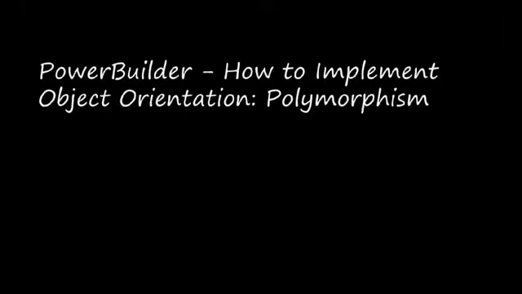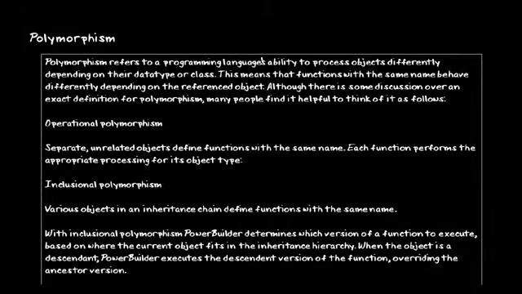In this short video, I'm going to demonstrate how to implement polymorphism in PowerBuilder. Polymorphism is a language's ability to process objects differently depending on their data type or class. This means that events or functions with the same name behave differently depending upon the referenced object.